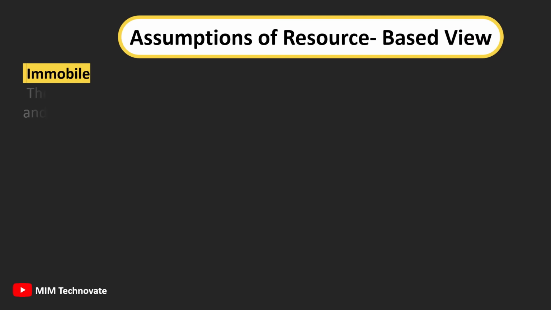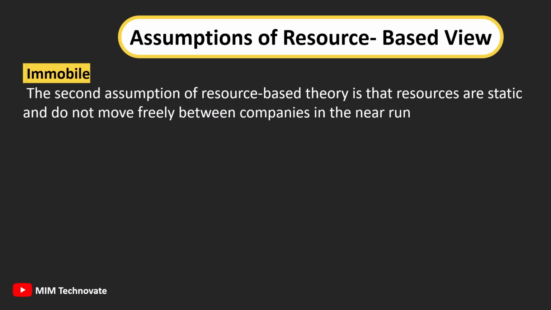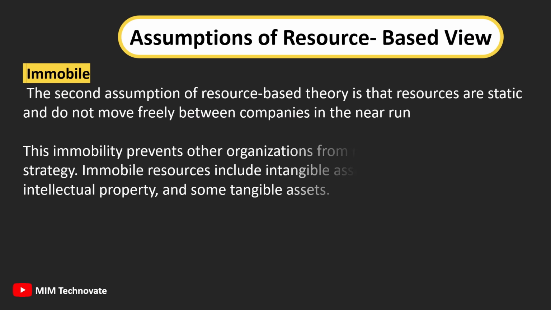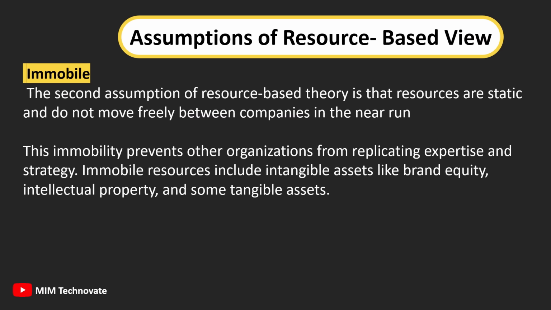Immobile. The second assumption of resource-based theory is that resources are static and do not move freely between companies in the near run. This immobility prevents other organizations from replicating expertise and strategy. Immobile resources include intangible assets like brand equity, intellectual property, and some tangible assets.